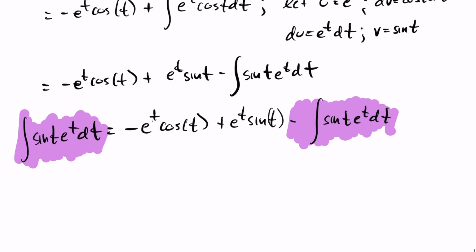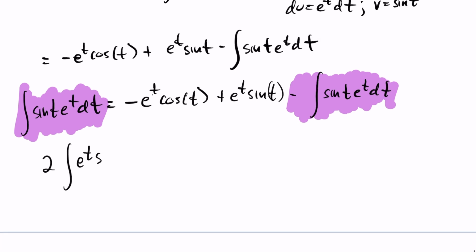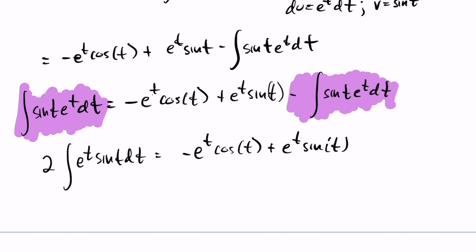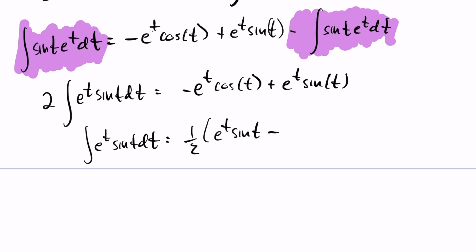So I can go ahead and bring these to one side, and I'm getting 2 times the integral of, I'll put the e to the t in first, so this will be e to the t sine t dt is going to equal negative e to the t cos t plus e to the t sine t. Dividing this out, you get the integral of e to the t sine t dt is equal to 1/2 times e to the t sine of t minus e to the t cos of t.